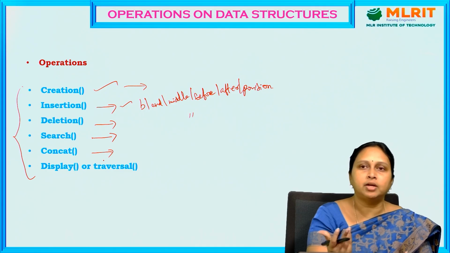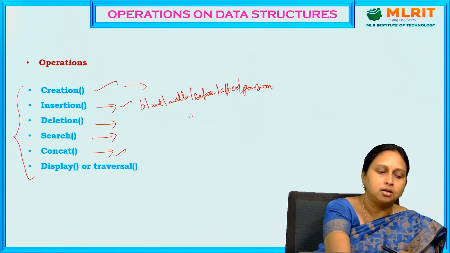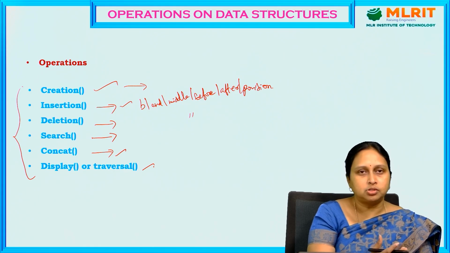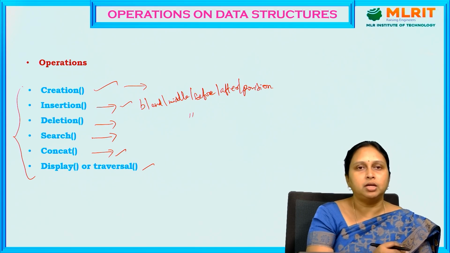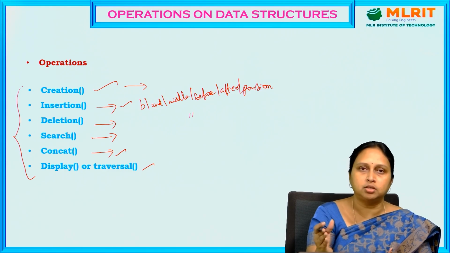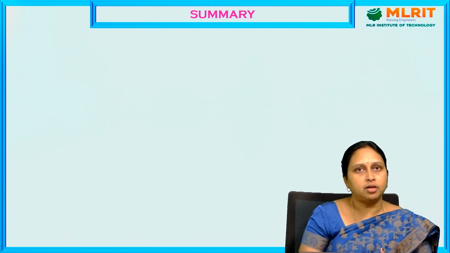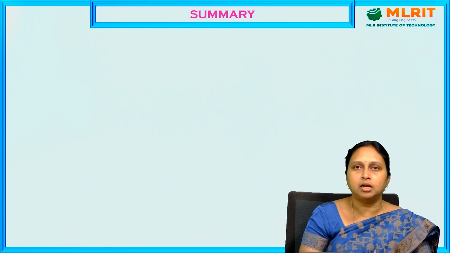Concatenation. If I have been given two lists, how can I concatenate them? How do I combine two linked lists and how can I represent it? That is possible with the concatenation operation. And display or traversal. This will display what nodes you have created, what vertices you have created. All these are going to be displayed by traversing. Traversing means moving from one node to another node or one vertex to another vertex. This is going to be displayed, right? These are all the operations we are going to perform under these data structures based on a particular application.